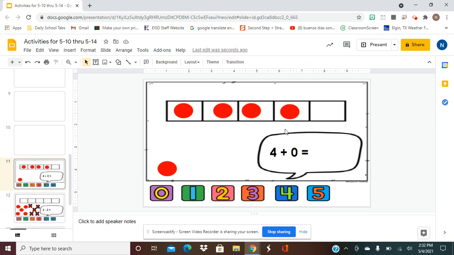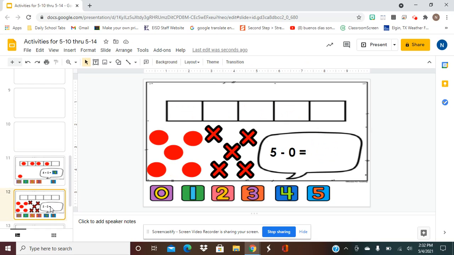So what does that mean? Am I adding anything over here? Am I taking this one? No. 0 means nothing. So I have 4 and then I got nothing. So how many do I have? So I have 4, right? 1, 2, 3, and 4. So 4 plus 0 equals 4. 4 is going to be your answer. Okay? So now let's go to our next problem.